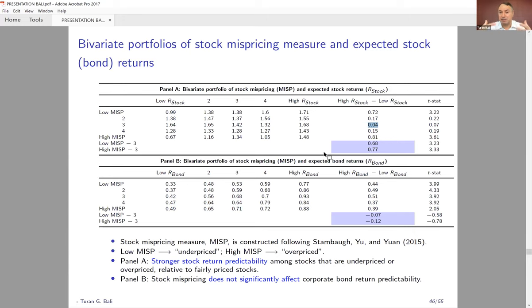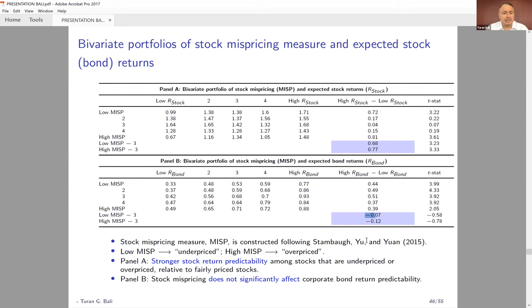So this table, the first panel, clearly shows that stock return predictability is largely driven by mispricing, okay? Not by risk, as I presented in the previous panel. And we replicate this for individual bonds. Again, bond return forecasts generated by the combination and the mispricing score. As you can see, there are no significant return spreads for undervalued versus fairly valued or overvalued versus fairly valued. So there is no mispricing. Mispricing doesn't have any strong influence over bond return predictability.